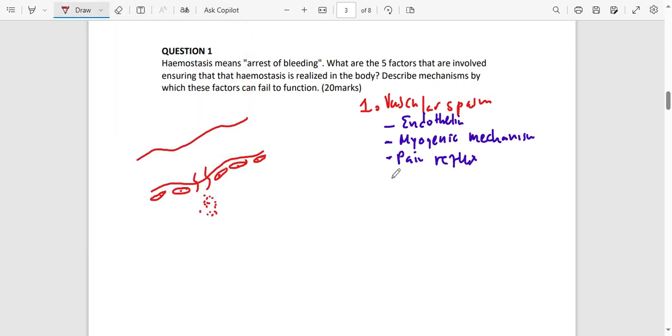And then the second thing that is going to happen after your blood vessel has contracted is that you are going to form a platelet plaque. So there's platelet plaque formation, and this is known as primary hemostasis. Your blood vessel has been injured.